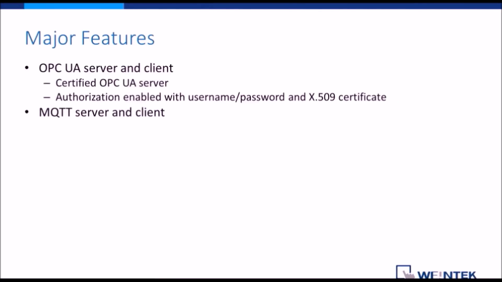All right, so now let's review in a little more detail the major features of these gateways. First, of course, the OPC UA server and client, and the MQTT server and client features. They're available on all of these, and they're the most important features. If you get anything, these two are the ones you need.